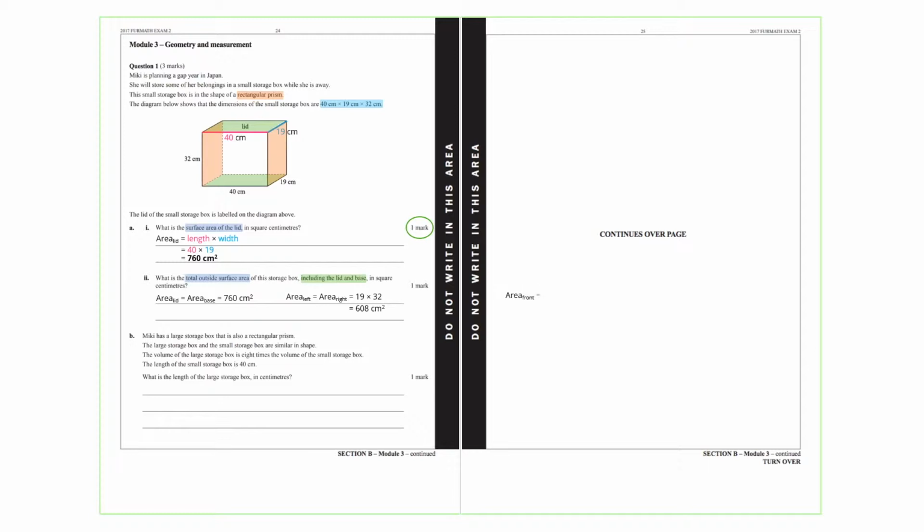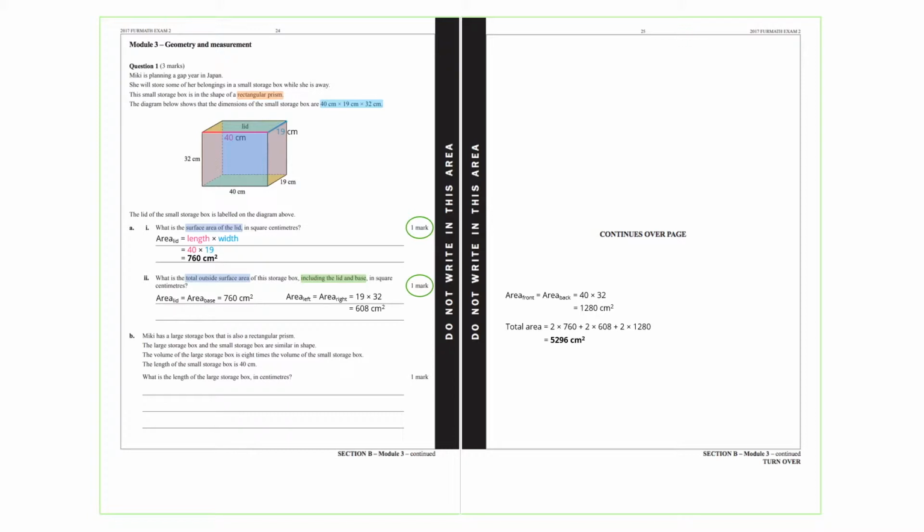Area of the front is equal to the area of the back, which equals 40 times 32, which is 1280 centimeters squared. Now the total area is equal to 2 times 760 plus 2 times 608 plus 2 times 1280, which is 5296 centimeters squared. This question is worth 1 mark for the correct answer.